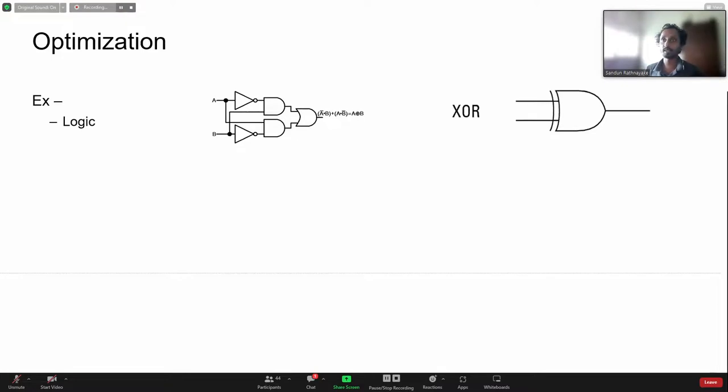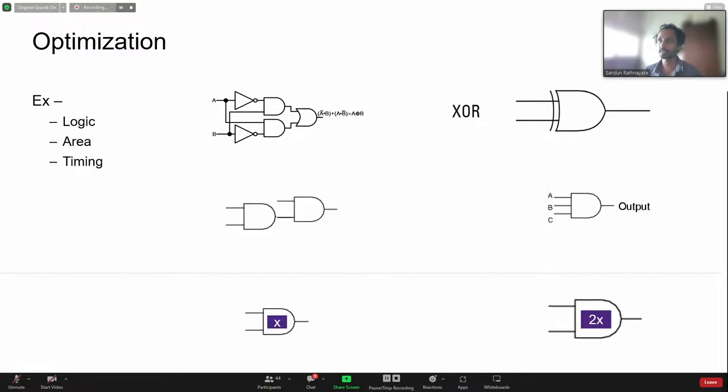Then in synthesis, we first discussed logical area versus delay. Then we talked about technology mapping. Then these engines do some optimizations also. For example, if there is a logic like this, it can be optimized to an XOR gate. So this sort of logic removing and grouping can also be done by the synthesis engine.